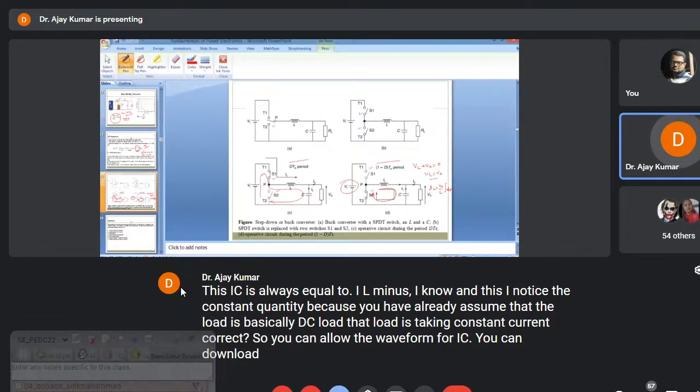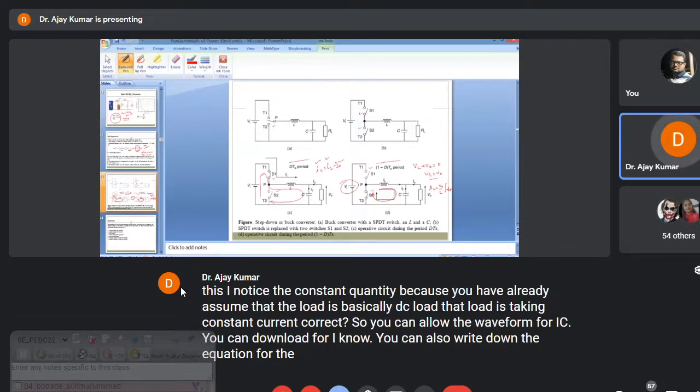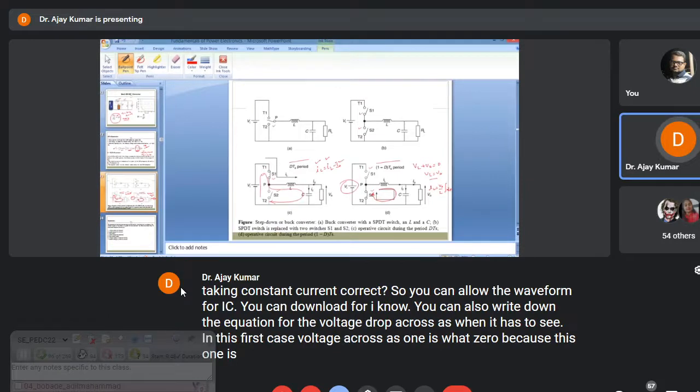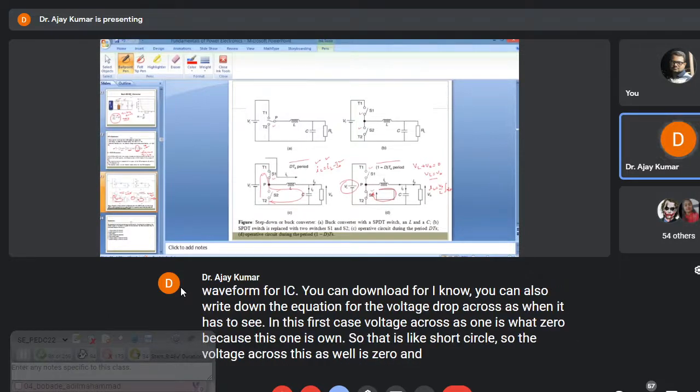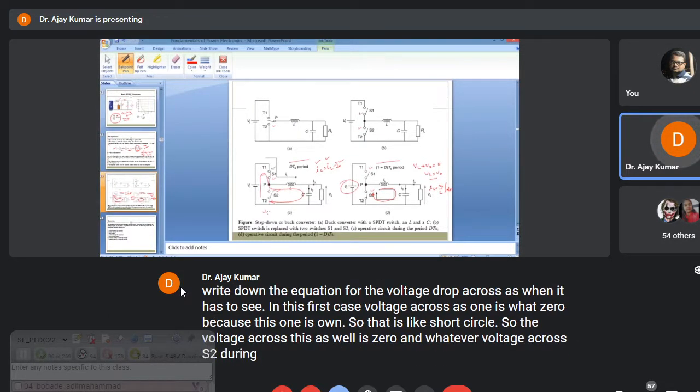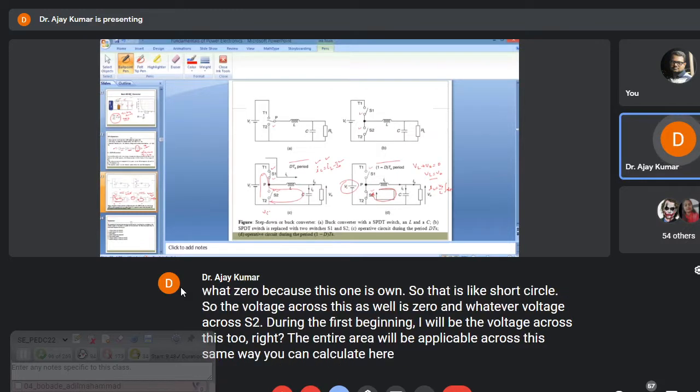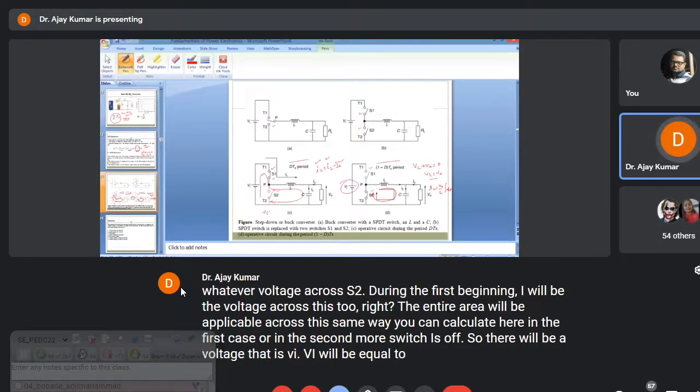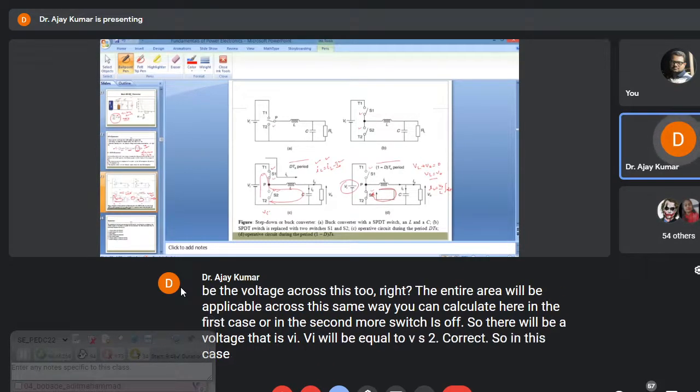You can also write down the equation for the voltage drop across S1 and S2. See, in this first case, voltage across S1 is what? 0, because S1 is on, so that is like a short circuit. So the voltage across S1 is 0, and what about the voltage across S2? During the first period, VI will be the voltage across S2, right? The entire VI will be applicable across this. Same way you can calculate here. In the second mode, switch S1 is off, so VI will be equal to VS2, correct? So in this case, you can calculate the voltage across the switches.